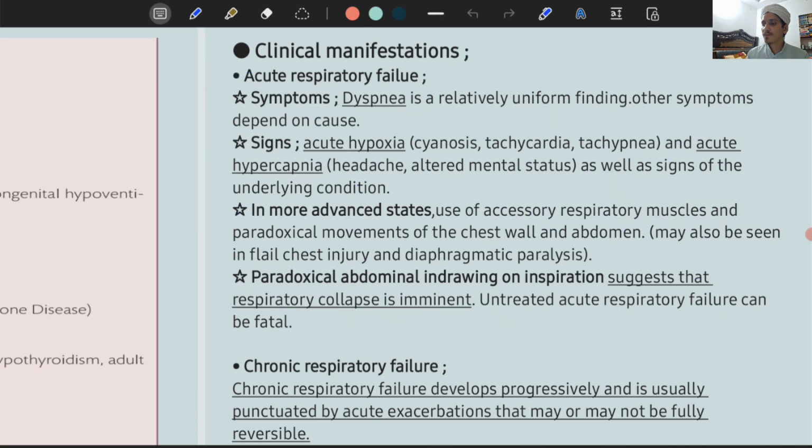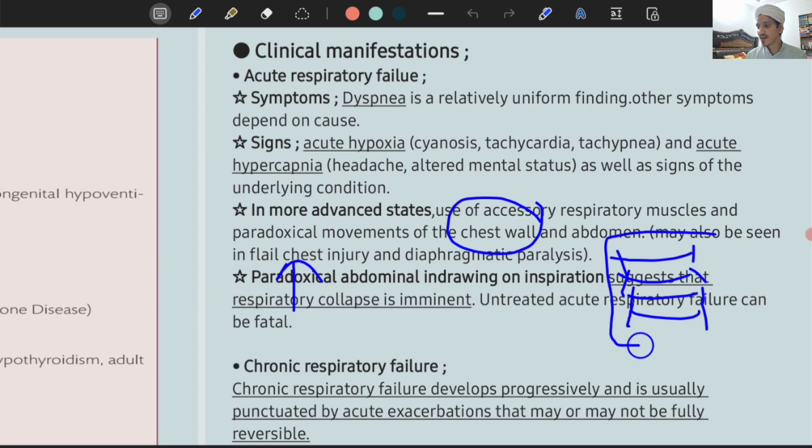Remember, this chest wall paradox can also be seen in flail chest injury. What is flail chest injury? A fracture of a minimum of 4 ribs on both sides. What happens is, during inspiration, this part of the chest where there are rib fractures will move inwards, opposite to the chest movement, and this will move outwards when the chest moves inwards during expiration. So that is chest paradox seen in flail chest injury.